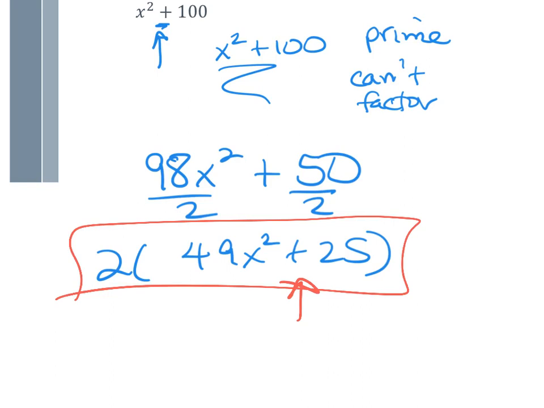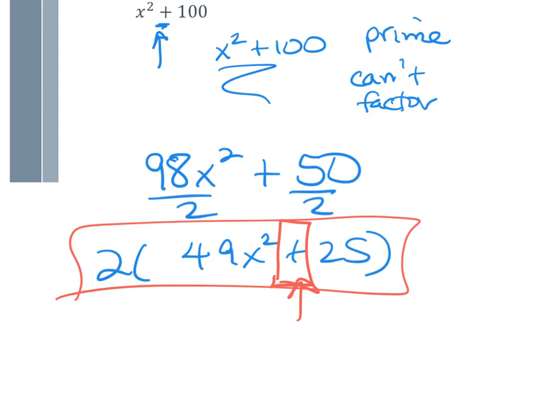Yes? How would you know when you can and when you can't? Okay, so you should always look for a GCF first in any type of factoring problem. Then from there, if after you divide it out you have two terms, if it's a binomial, and this is a plus sign, you can't do anything else. It has to be subtraction to keep going.